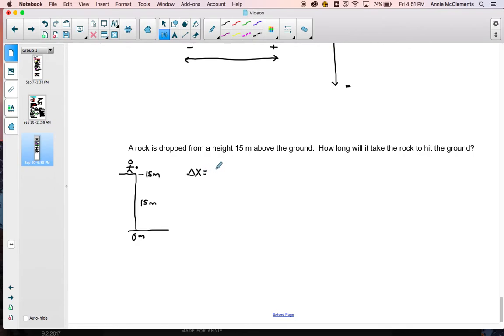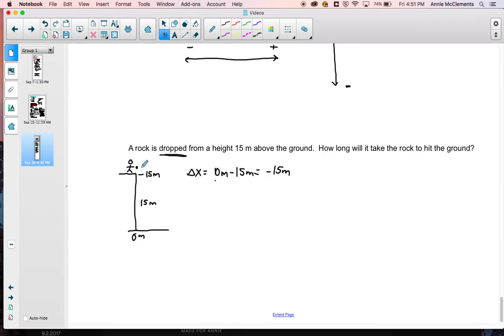The initial height is 15 meters, and the final height is 0 meters, right, when it hits the ground. So 0 minus 15 is going to equal negative 15 meters. That's our displacement. It also tells us that the rock is dropped, right? That means the person is just holding it out to the side initially, and then lets go of it. They don't throw it.